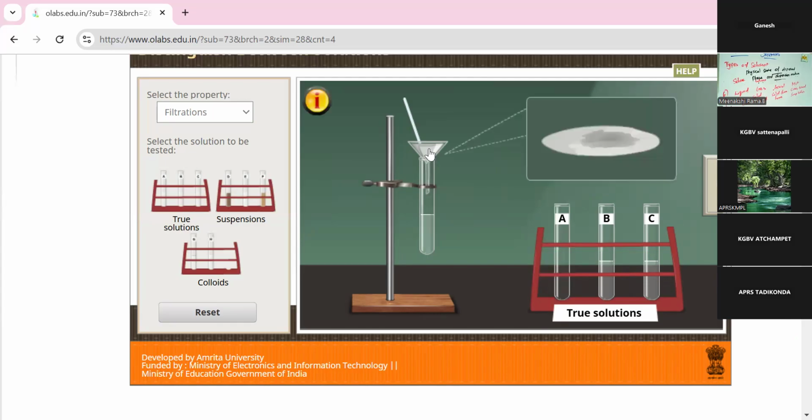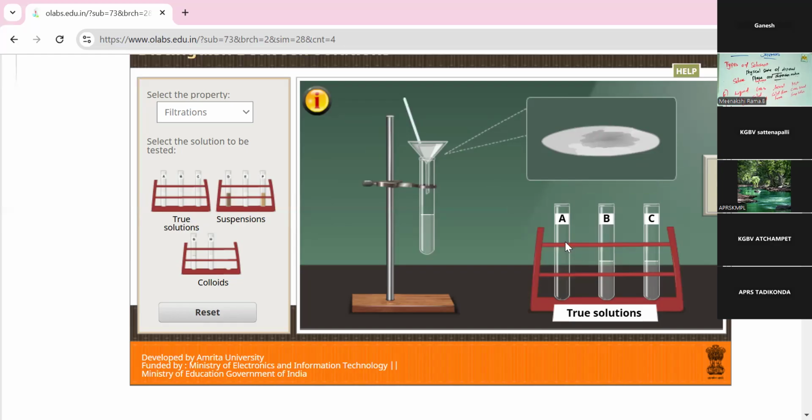Look at here, this filter paper. What is that? There are no solid particles appearing. So it is not solid particles. It is the clear paper in wet nature only. So see the answer. Solid particles cannot be separated from the true solution. So the first test tube solution is confirmed. This is the true solution.